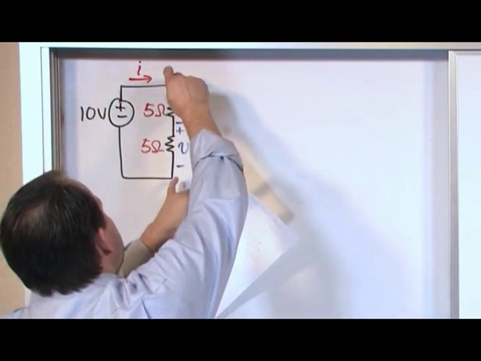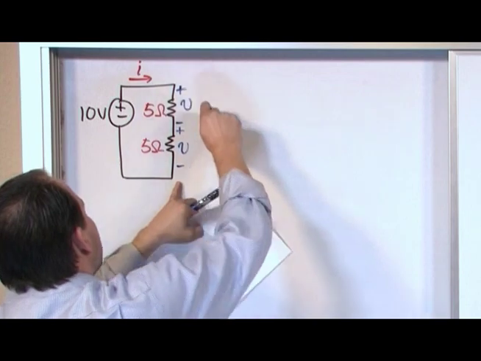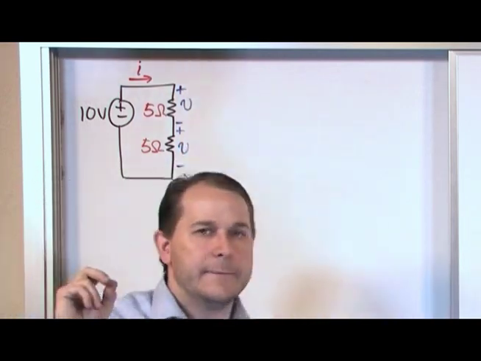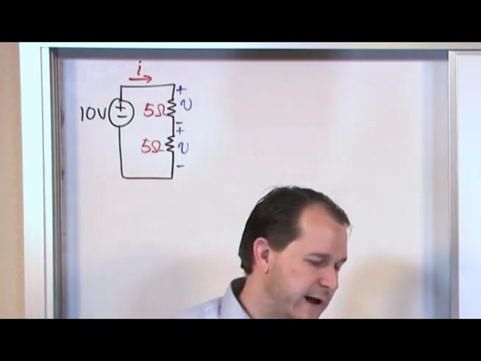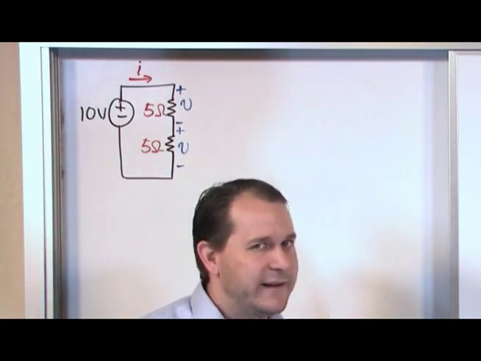I mean, when you look at it, the thing is physically connected to the source. So the 10 volts is across the whole thing. So the voltage here and the voltage here, V1 and V2, if you want to call it that, they must sum up to 10 volts. Now, how do they do that?